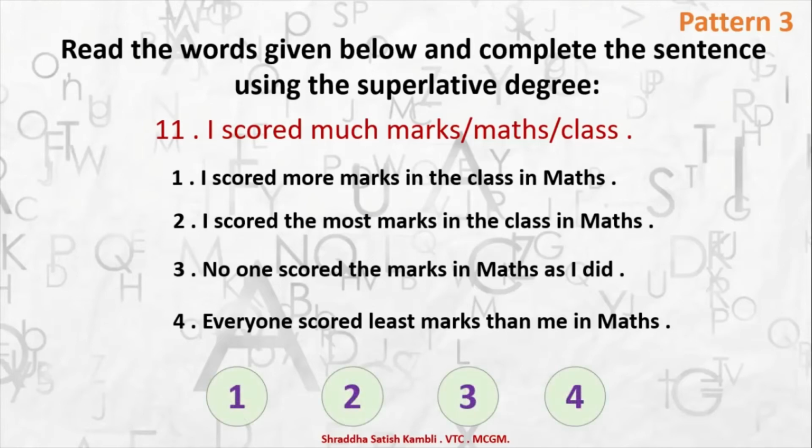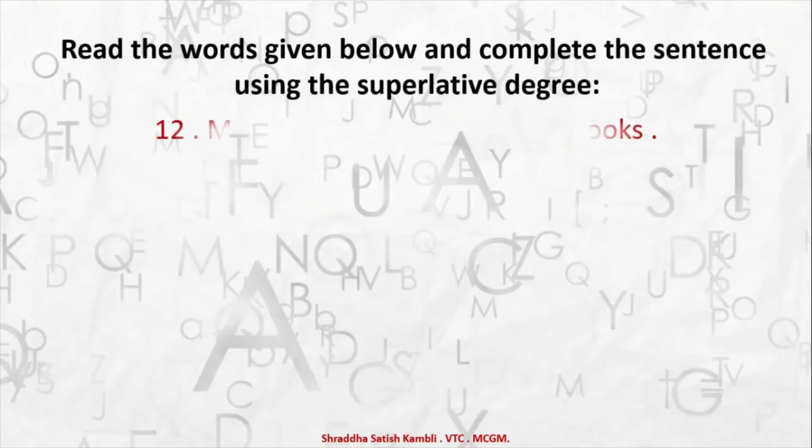So come on, which one is the correct one? Correct grammatically also and correct by using the correct degree also. It is the second one. I scored the most marks in the class in maths. Okay, moving on to the 12th question.